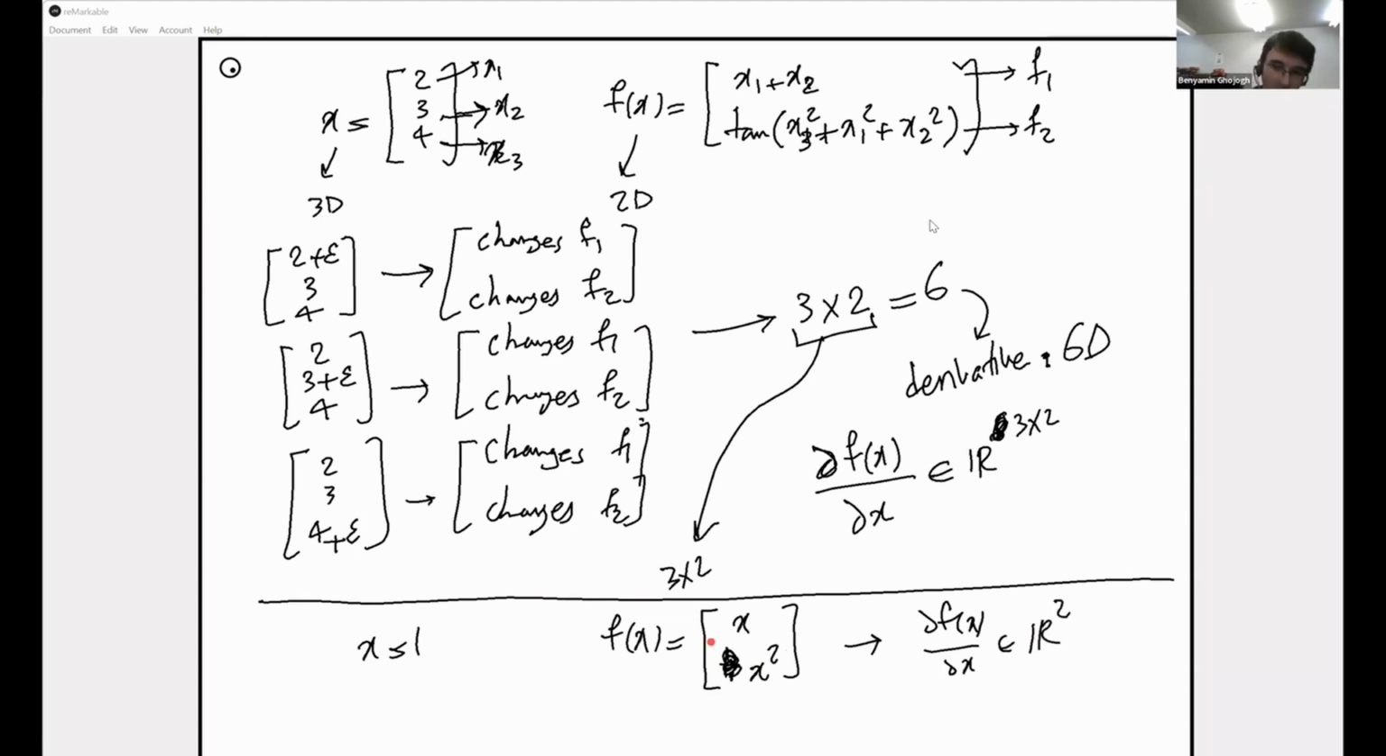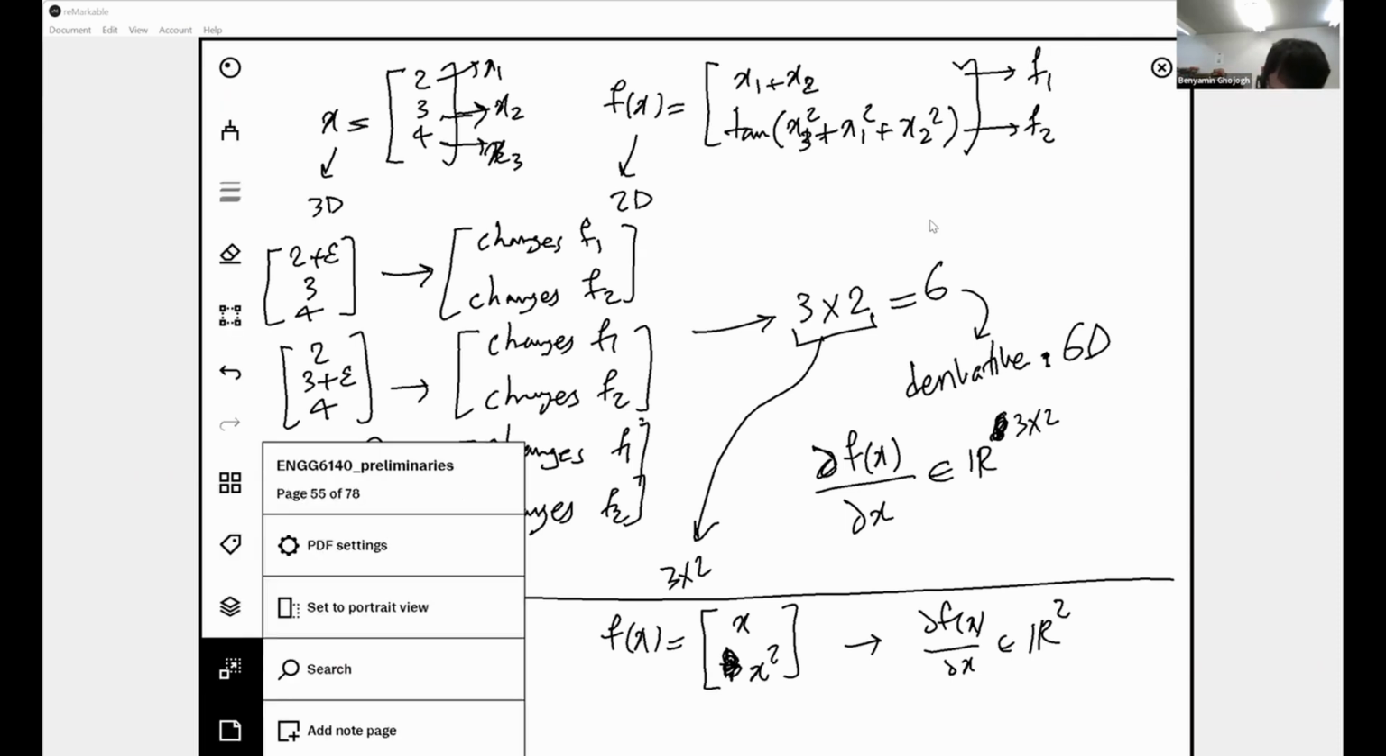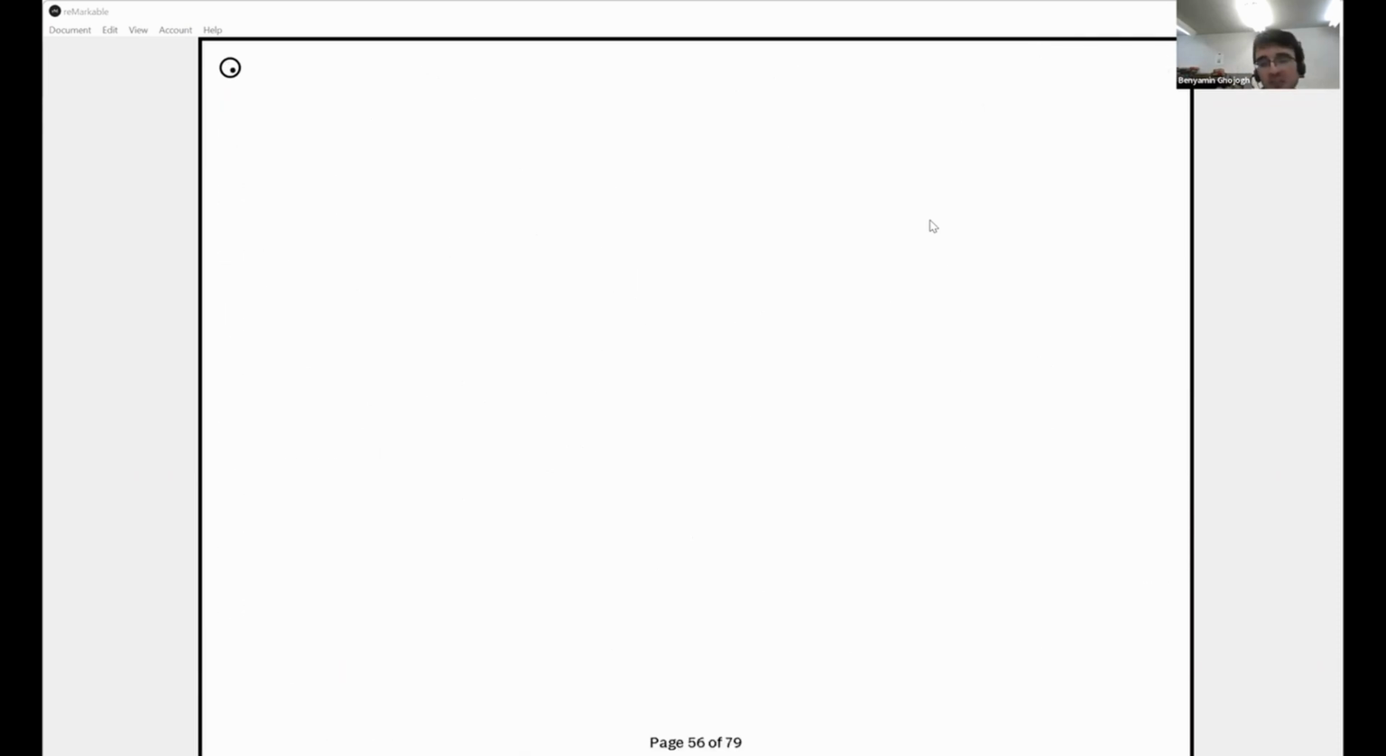Derivative of a vector with respect to a scalar is a vector. Derivative of a scalar with respect to a vector is also a vector. Derivative of a vector with respect to another vector is a matrix. Can someone tell me the derivative of a vector with respect to a matrix? What is it? So this is an example. If you understand this, you understand what derivative means.